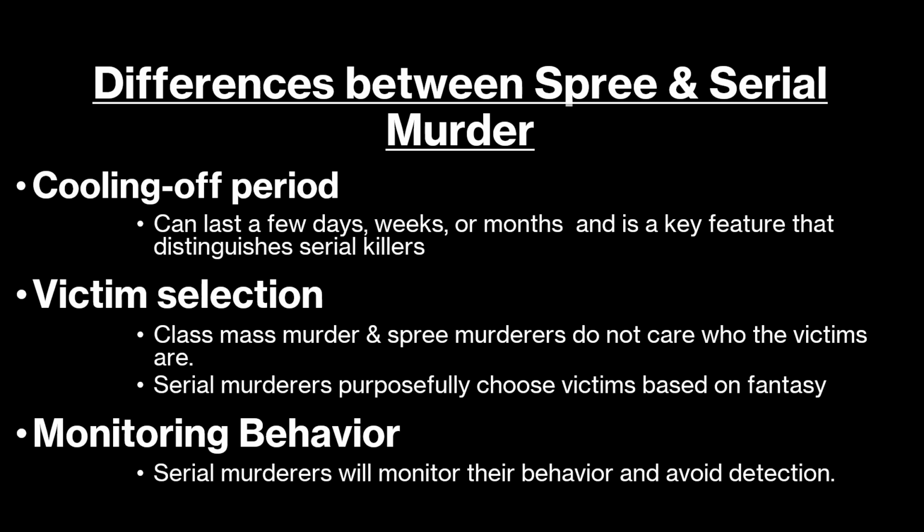Victim selection also tells us a lot about the differentiation between the two. Classical mass murderers and spree murderers do not care who their victims are. They randomly go in and just start killing. Serial murderers purposefully pick their victims, and it's typically to fulfill some type of fantasy. Victim selection tells us a lot about who killed who and the type of classification.